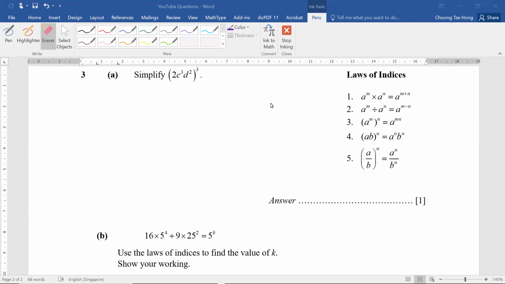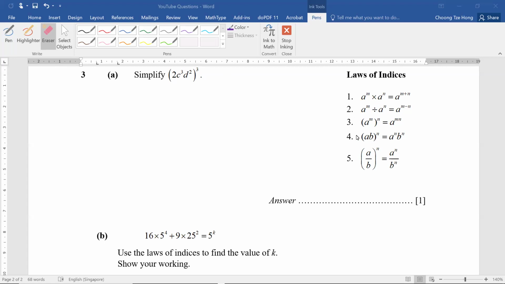Over here on the right, you can see that I've already typed out all the laws of indices. These are the laws of indices that you need to know and be familiar with, so that you can apply them appropriately to the question. For question 3A, which law of indices do we need to apply? If you look at the question, we have a bracket and a cube outside, and inside the bracket we have more than one term.